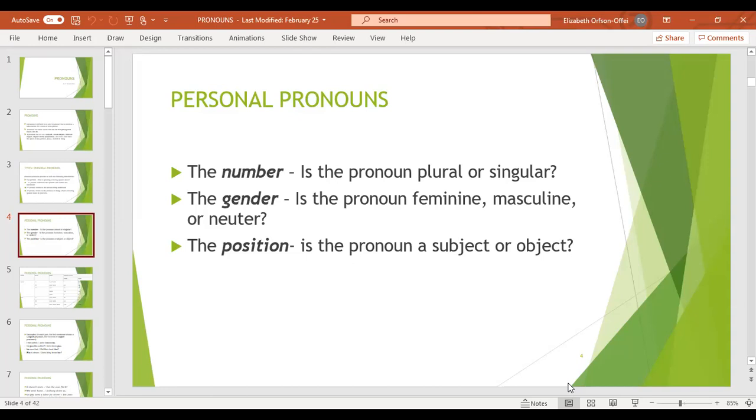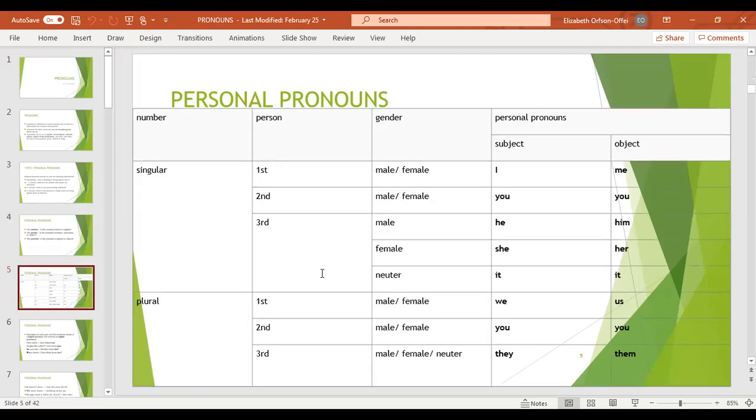And also it tells you the position, as in where you find that pronoun in the sentence. Is it a subject or is it an object? So the personal pronoun gives us a lot of information. And this table summarizes what you would find when you talk about personal pronouns. So we have the number, up here the person, gender, and then also the position, whether it's subject or object. So if a singular person is talking, first person, and it is male or female, it doesn't matter, the subject will be I, the object will be me.